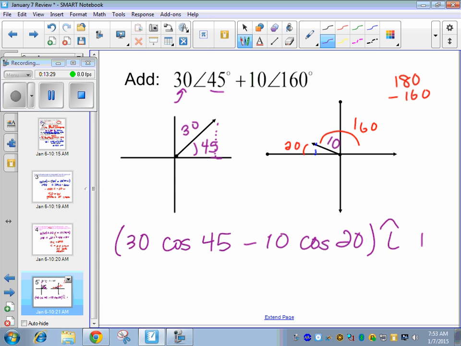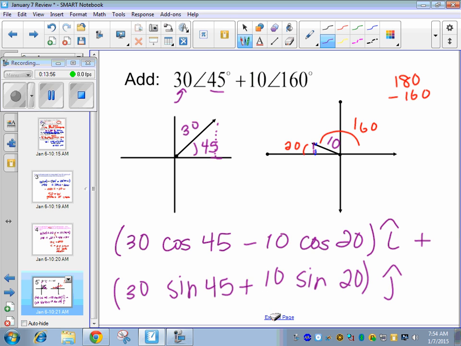All right, now I'm going to add my vector over here. So I've got the y part of the coordinate, which is sine. So this one is going to be positive because I'm in quadrant 1. So I have 30 sine 45. And over here, positive or negative with the y value? Yep, I'm going left and up. So that one is positive, and it would be 10 sine 20, and this is my j.